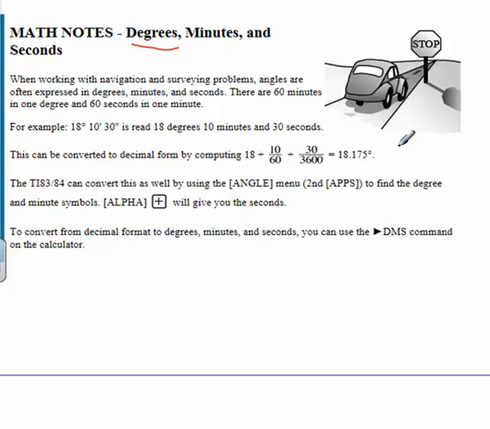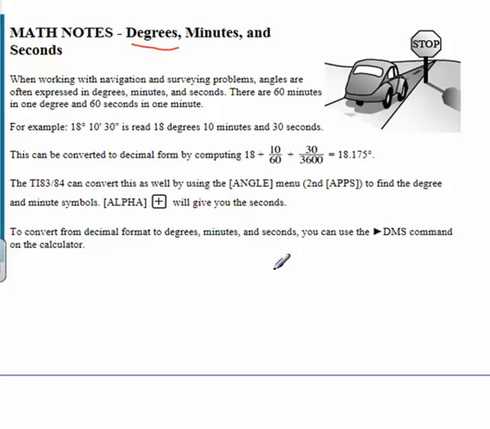What we need to do, which I haven't done yet, is figure out, apparently on the TI-83 and TI-84, you can convert this using the angle menu, and you can convert from degrees, minutes, and seconds to decimal form. So we'll need to take a look and try that out.